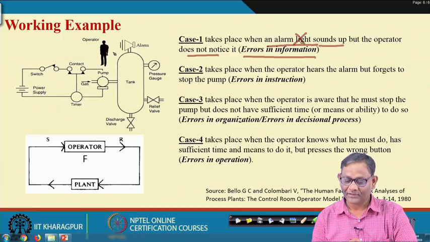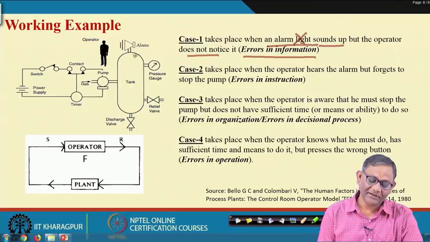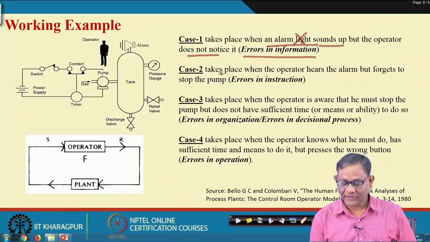Why am I saying error in information here? Basically the event takes place, the alarm sounds, but the operator does not notice it. Maybe the alarm is not sufficient, maybe the sound is not loud enough. So that is error in information. Then case two takes place. What is case two? Error in instruction. Let us go back.